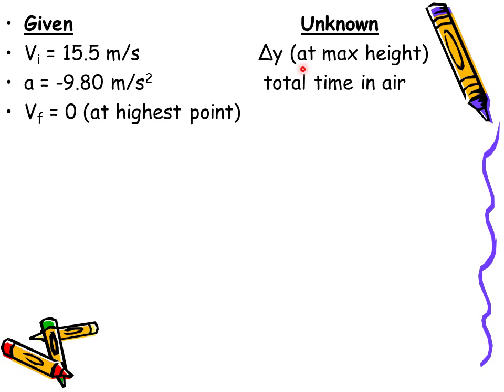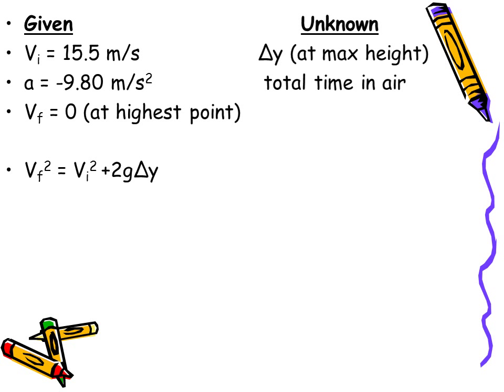The problem asked for how high the ball rose. Well, it reached its highest point, its maximum point, when it comes to that brief stop. So if I look at that half of the motion, I'll be able to find its maximum height. And also, if I find the time it takes to go from the initial velocity of 15.5 meters per second to 0 at its highest point, that's the time up, then I can just double it, and that'll give me the total time in the air.